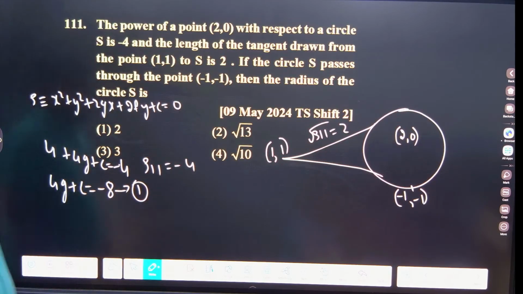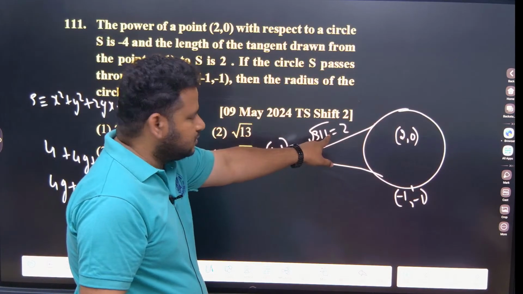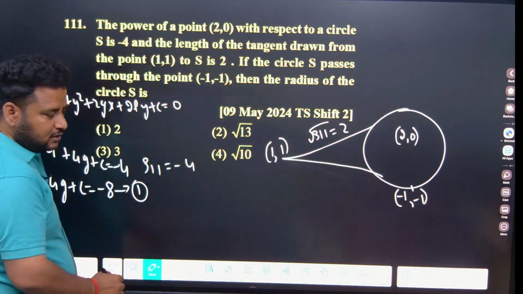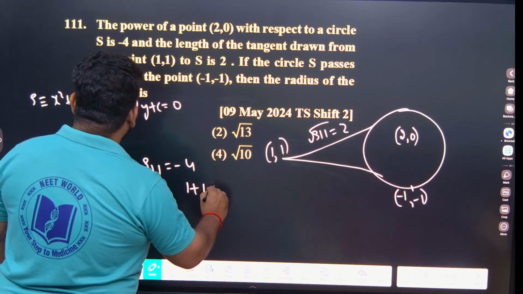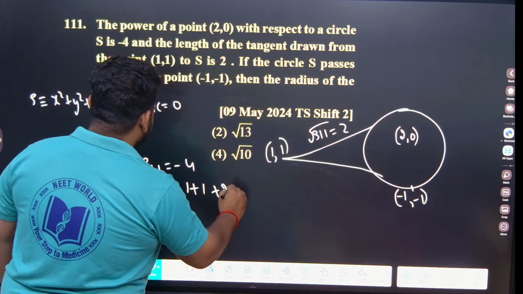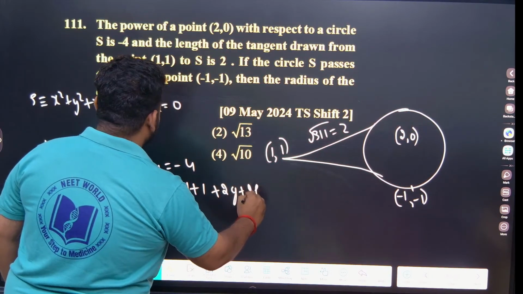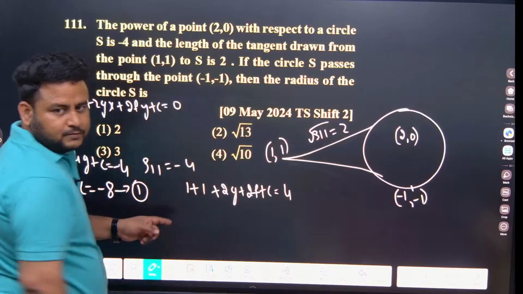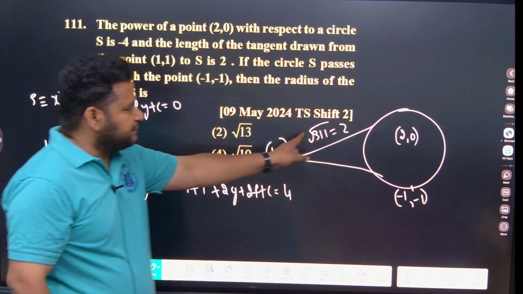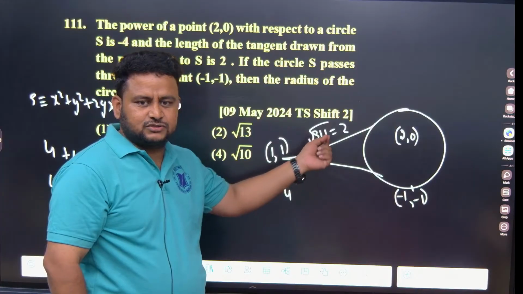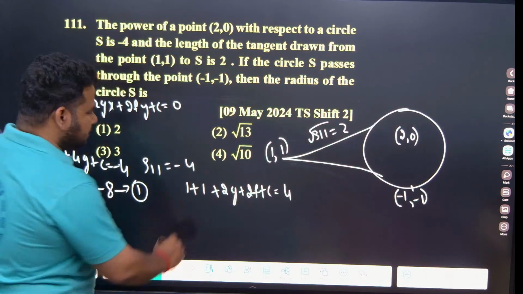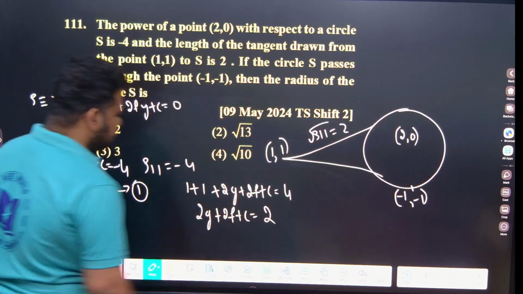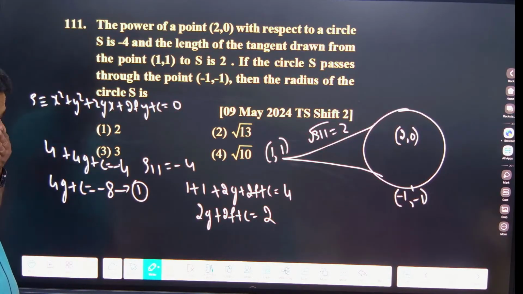Now S11 from point 1 comma 1: the length of the tangent is 2, the square root of S11. Let us use that. This will become 1 plus 1 plus 2g plus 2 plus 2f plus c. I'll write it as 4 because we have to take the square root. The square root of S11 is 2, so if I square it, I'll get S11 is equal to 4. Now this will become 2g plus 2f plus c is equal to 2.